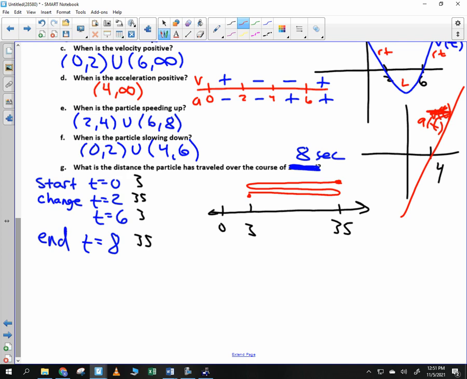So just to be clear, the displacement of the object is 32 units. But it's traveled further than that, right? It traveled 32 plus 32 plus 32, which is 96. Good?